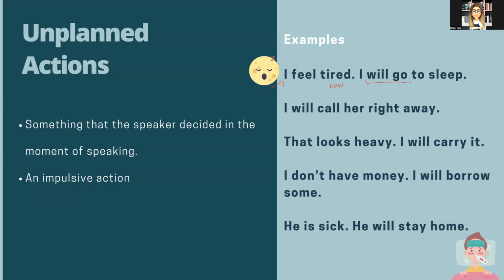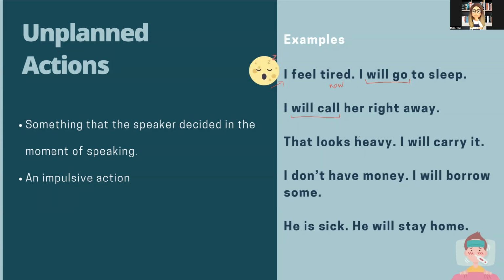Now we're using this. Number 2, "I will call her right away." This is another impulsive decision. Didn't think about it before, didn't plan it. It's not a repeated action. So we can't just say, "I call her right away," because it will happen in the future, but we just decided it now. So, I will call her right away. And we see here, we're using our future structure.